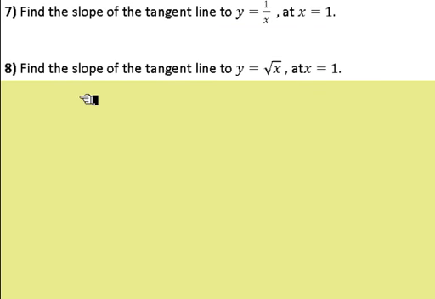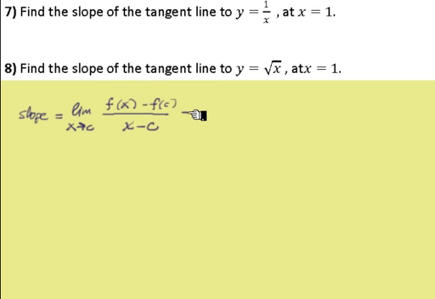And finally, our last example, number 8, we want to find the slope of the tangent line to y equals square root of x at x equals 1. We could use either form for this slope of a tangent line, but I'm going to stick with the one that has c in it. So let's do that. We're going to use this formula, the slope equals the limit as x goes to c of f of x minus f of c over x minus c. So in our case, c is equal to 1.